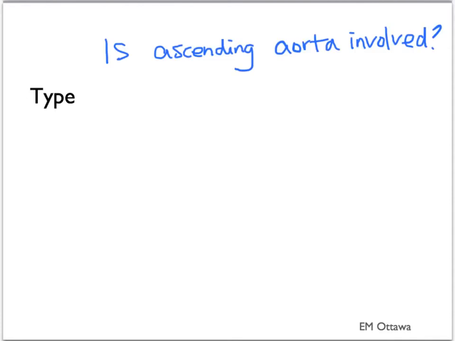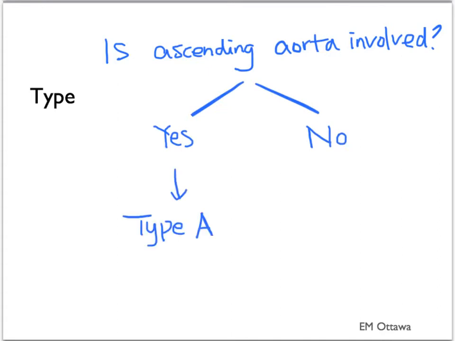Once we diagnose an aortic dissection, what should be the treatment? The treatment is based on the type of the dissection. There are different classifications, but we will use this one for our discussion. It is based on whether the ascending aorta is involved. If it is, it's a type A dissection, and if it's not, type B.